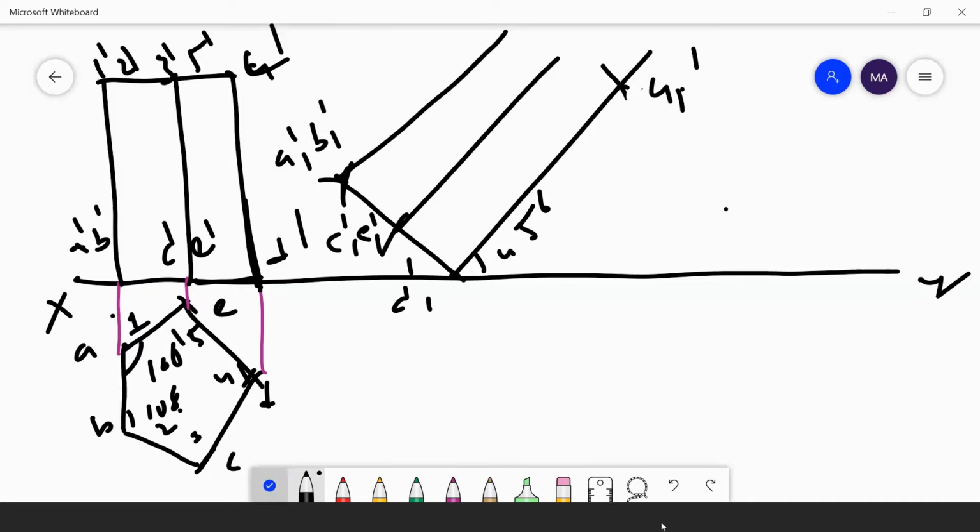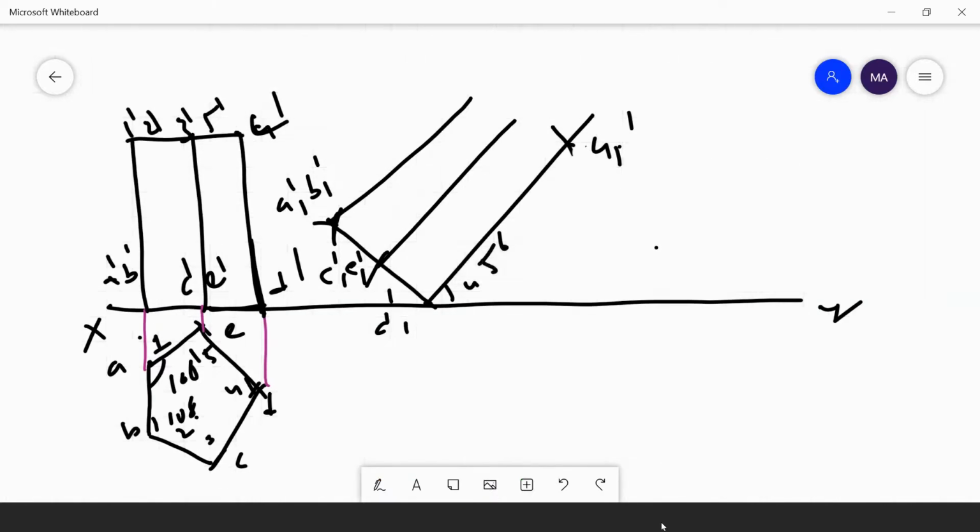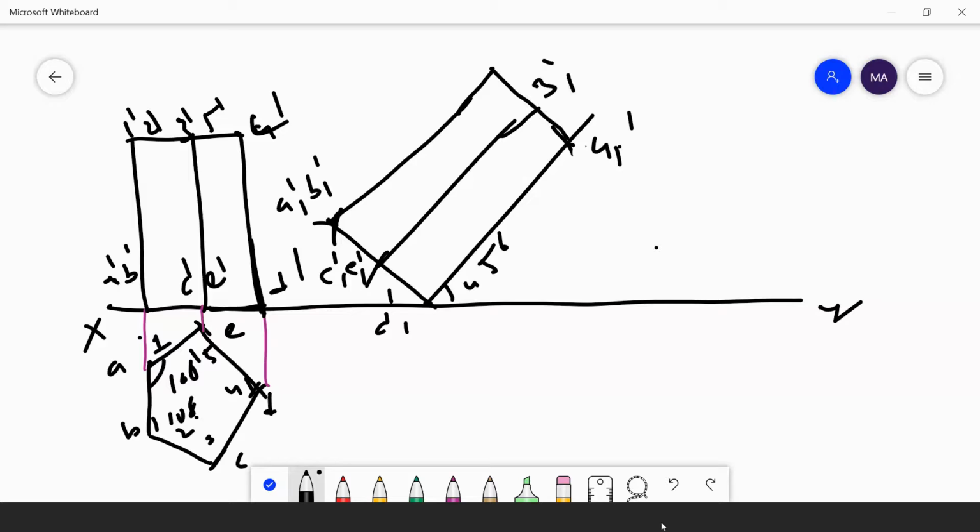Drawing the perpendicular lines here. Drawing one line. Drawing a perpendicular line to this. Here it will be C1 dash, 5 dash, 1 dash, 2 dash. Then I am projecting.